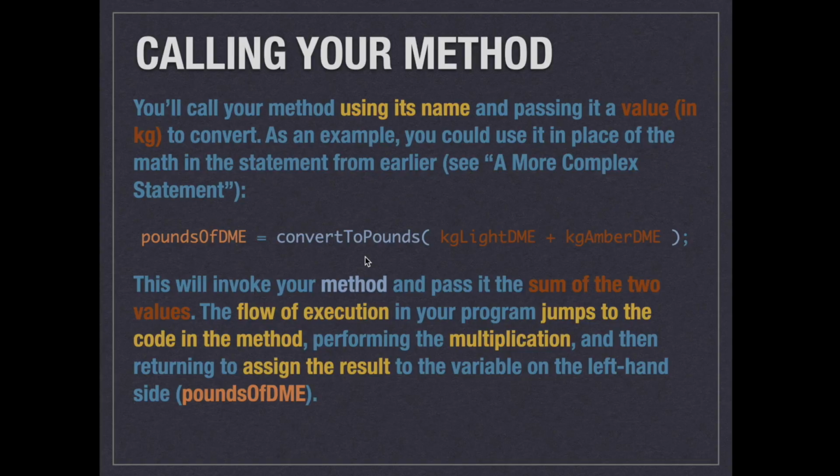If you wanted to use this new convertToPounds method instead of actually doing the math yourself, it would look something like this. You call convertToPounds, you send it the values in kilograms that you need to convert. Here I'm adding them together to get a total kilograms, and it will do the conversion, that is multiply by 2.205, and then send that decimal result back and store it in this variable poundsOfDME.